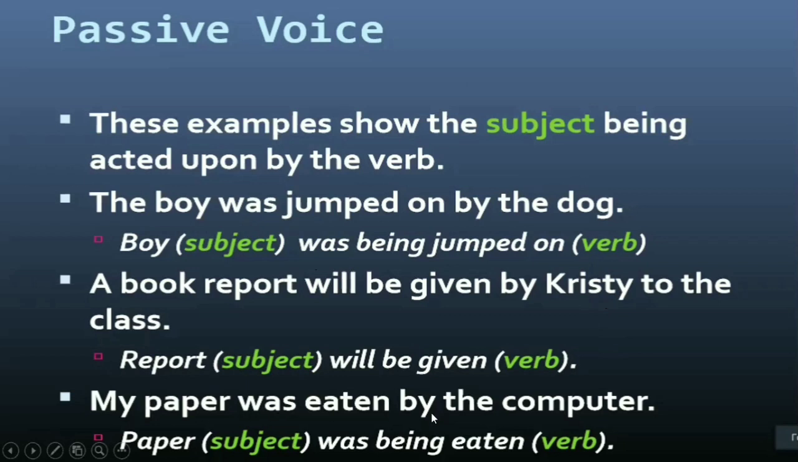My paper was eaten by the computer. Okay, again, the object of the sentence. My paper was the object in the previous sentence, right? But here it became the subject of the sentence and was eaten. Was eaten. The verb was done by the computer.